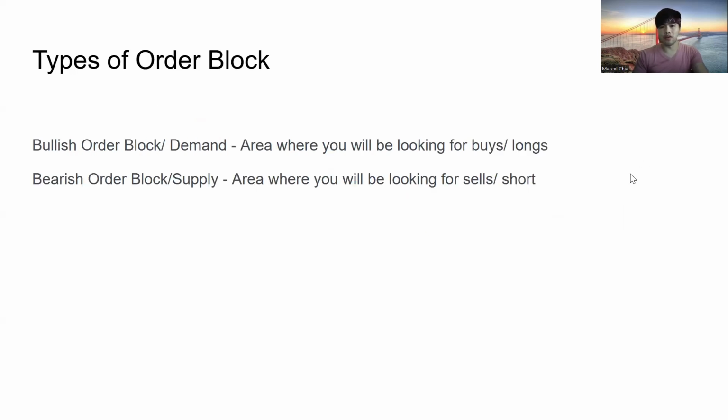The two types of order blocks that we can look at are bullish order blocks or demand, which are areas where we look for buys or to go long, and bearish order blocks or supply, which are areas where we look to go short or sell.